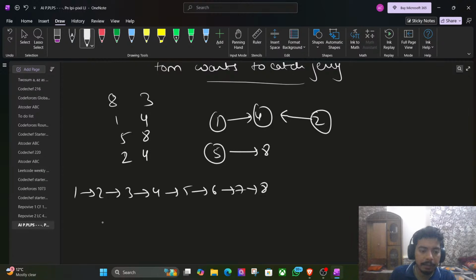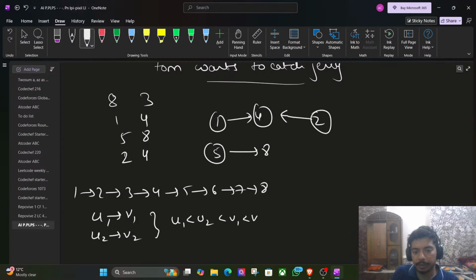But we have to take care of that condition if we are joining u1 to v1 and u2 to v2. This condition must not be there, like 1 is less than u2, less than v2. Okay, so let's join this vertex 1 to 2. Can I join this vertex 1 to 2? No, because there exists a vertex which is larger, so the 4 exists here, correct?